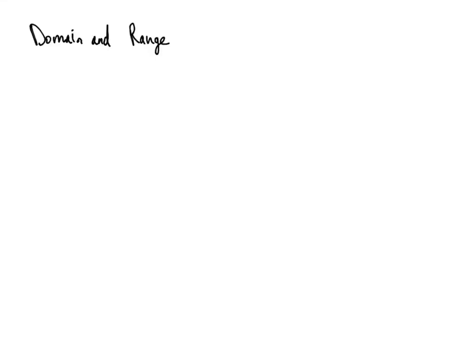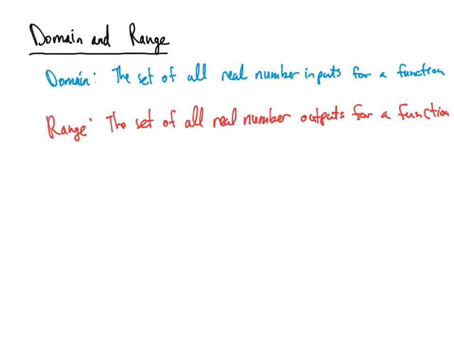In this video, I'll be going over the domain and range of different types of functions. So let's start with some definitions. The domain of a function is the set of all real number inputs for the function, and the range is the set of all real number outputs for a function.